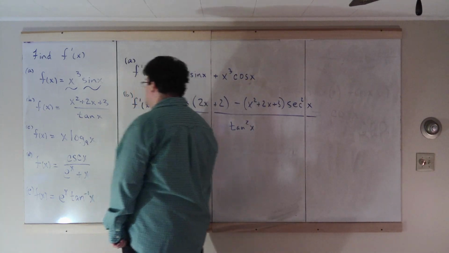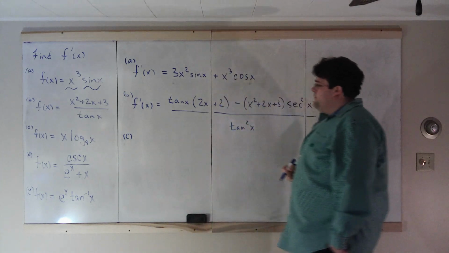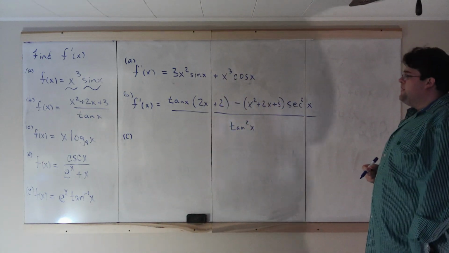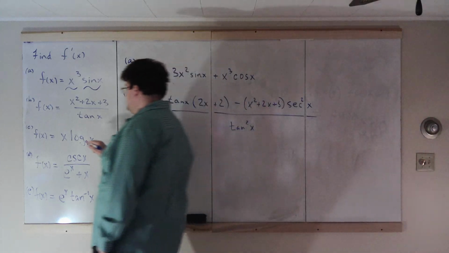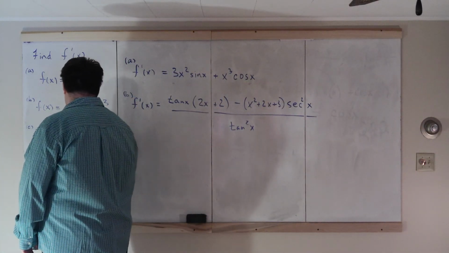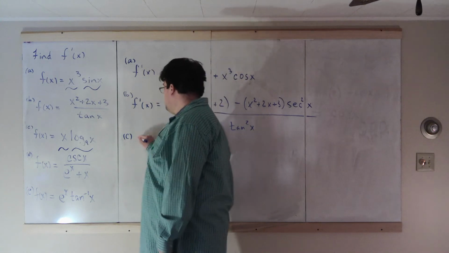How about part C? f of x is x log of x with base 9. Well, again, we have a product, so we need to use the product rule. So we have a product, those two things.